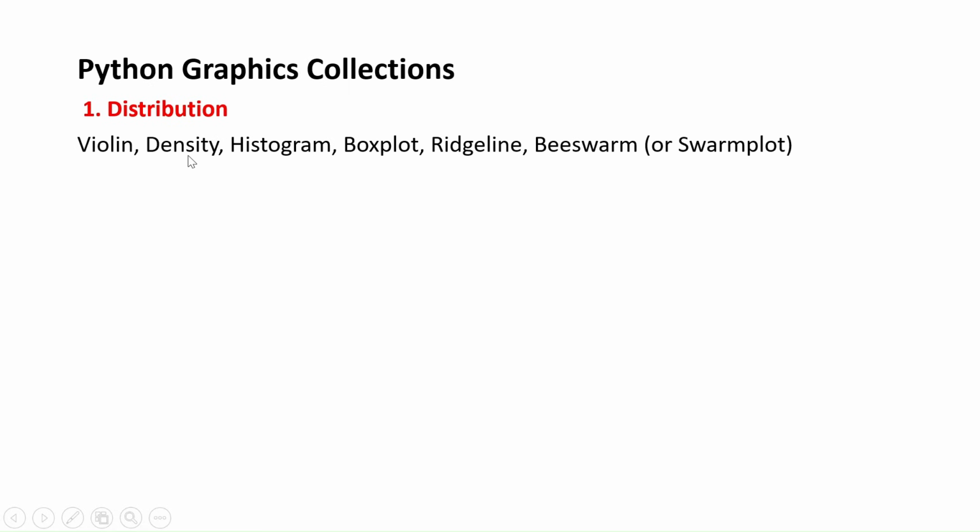We have the density, which will also have the cumulative density, and then we have the histogram, the box plot, the ridge line, and the bee swarm. Some other people call it a swarm plot. So 1, 2, 3, 4, 5, 6, but there are also other distribution visuals or graphics. But these are the most common ones when it comes to visualizing the distribution of a data set.